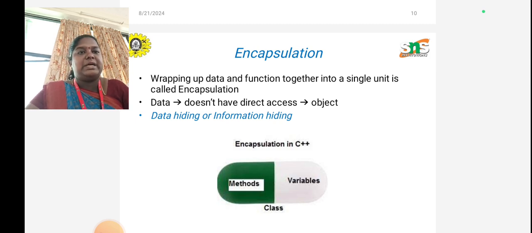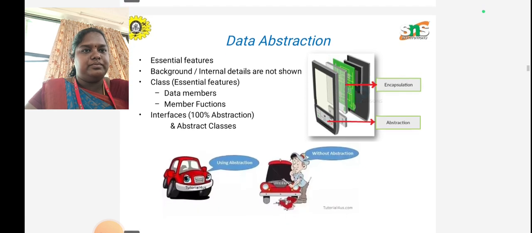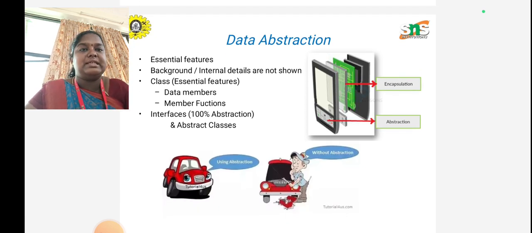And data does not have direct access. Data hiding or information hiding is encapsulation. Methods and variables inside the class are also known as encapsulation. And then data abstraction, it is an essential feature. Background and internal details are not shown. The essential feature of a class is data members and member functions. An interface is 100% abstraction, as are abstract classes.